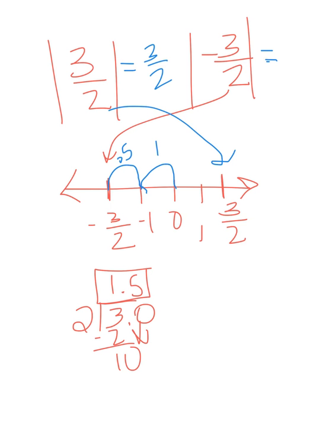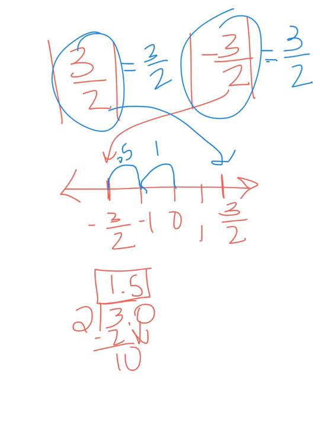But aren't these the same thing? Aren't these both 3 halves away from 0? Aren't they both positive? Because we're just asking for the absolute value. We're not asking for the direction. We're asking for the value. So they're both equal to 3 halves. That's why on your notes, you see that the absolute value of both of them is 3 halves.